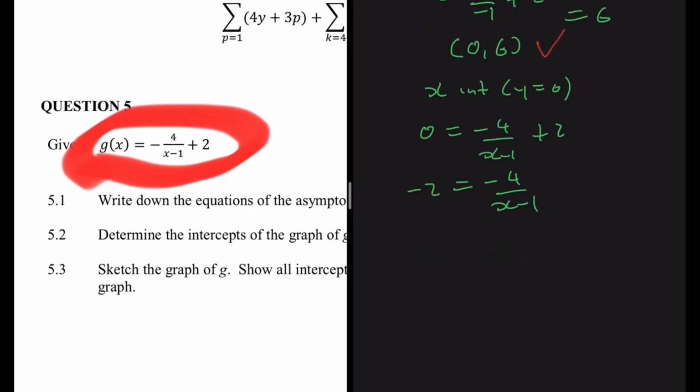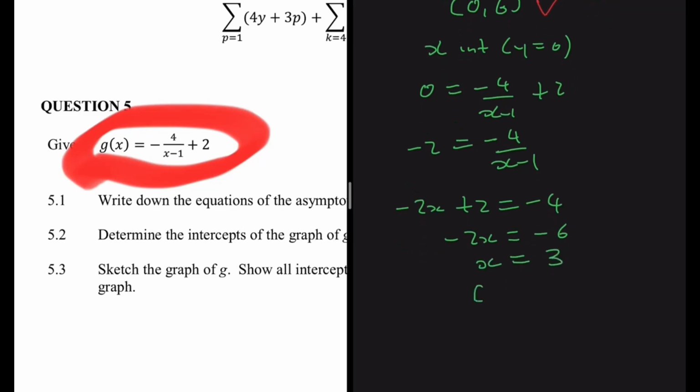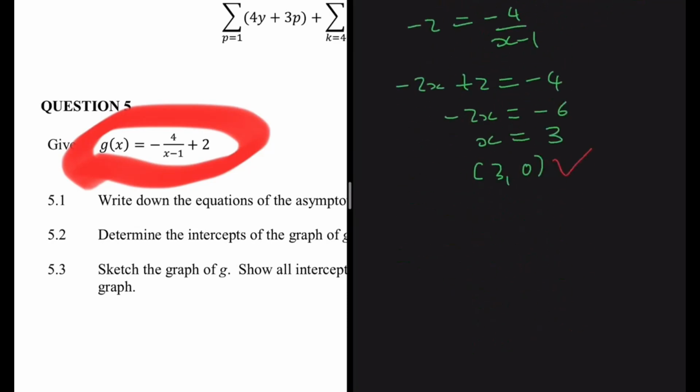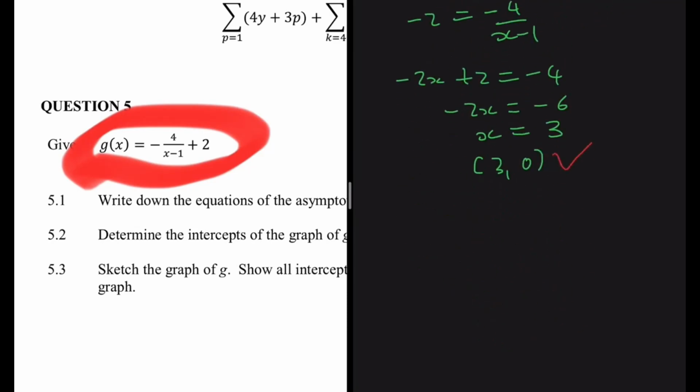If we cross multiply now, we're going to get minus 2x plus 2 is equal to minus 4, right? So we're going to have minus 2x being equal to minus 6. So x is equal to 3. So our point for the x-intercept would be 3 for x and 0 for y.